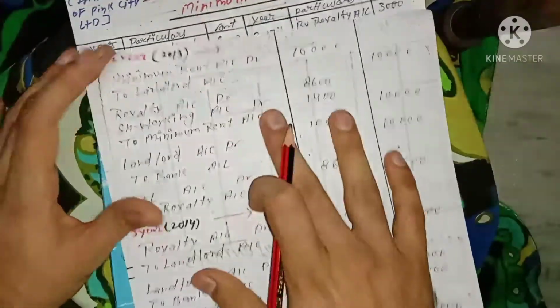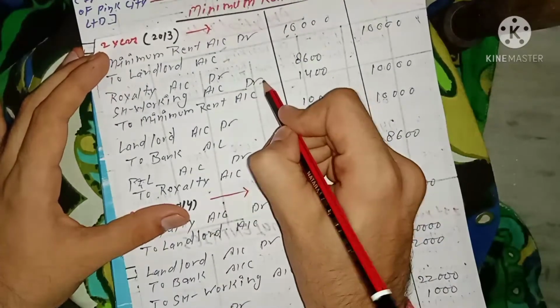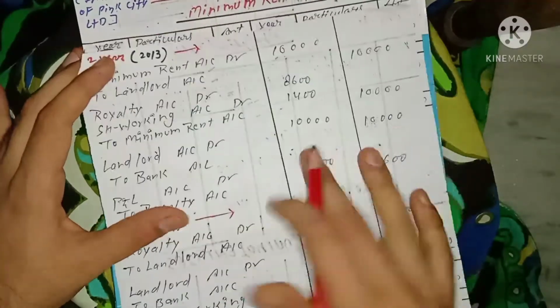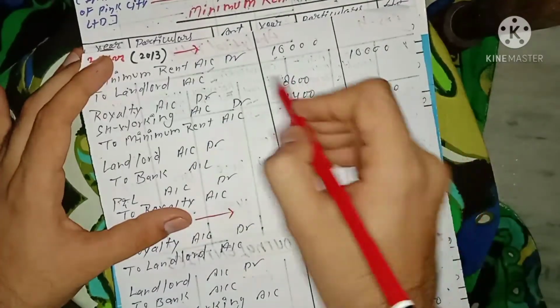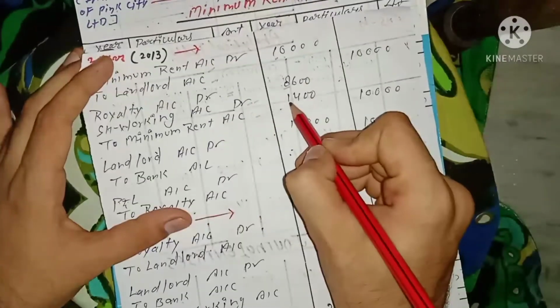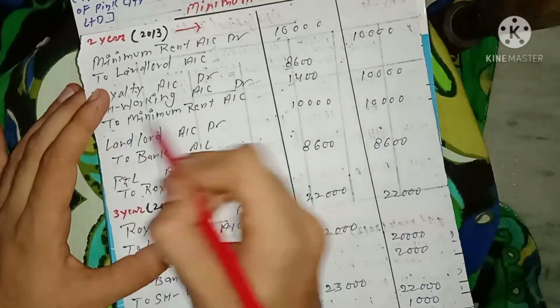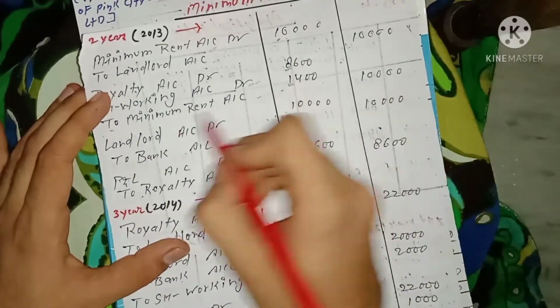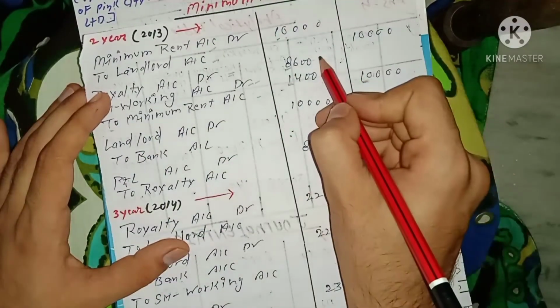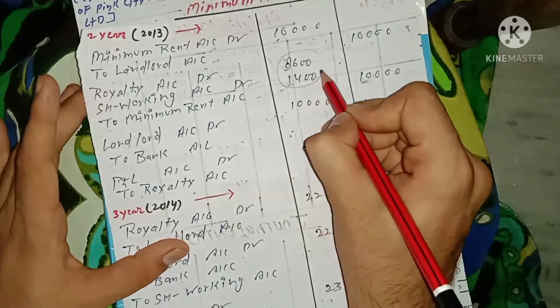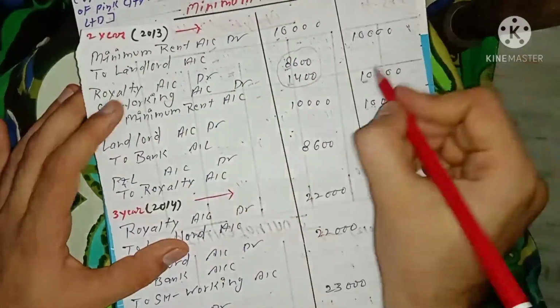Then again, royalty account debit, short working account debit to the minimum rent account of rupees 8,600, which is related to royalty, and 1,400 related to the short working. And lastly, transfer the amount of royalty and short working to the minimum rent account of rupees 10,000. The calculation of royalty account and short working account is transferred to the minimum rent account.